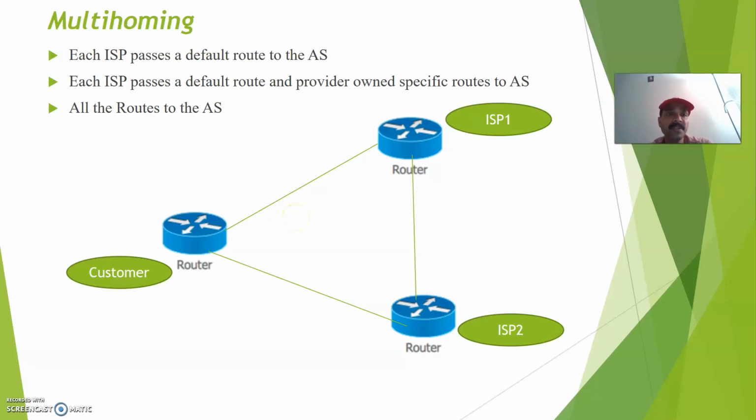There are three ways we can use multi-homing. The first scenario is that each ISP passes a default route to the customer AS. In that scenario, the customer router will install the best metric, or you can use the least IGP metric, to reach either ISP1 or ISP2. In the second scenario, each ISP passes a default route and the provider's own specific routes, that is, routes owned by the service provider.